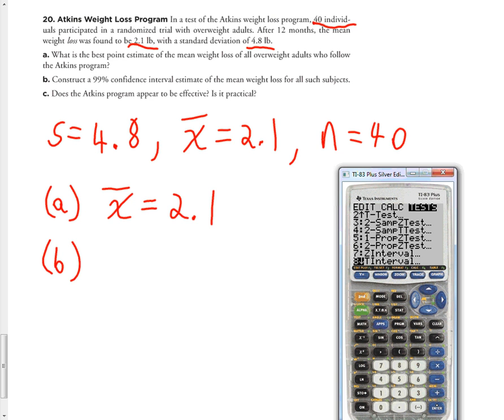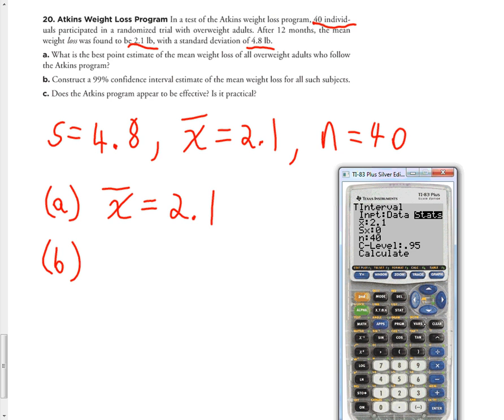When you press enter, it already has Stats highlighted. When we did the z-interval, it asked us for sigma because it assumed that we knew sigma. But in this case, it's asking us for Sx, the sample standard deviation. And if you don't clear it out, it still has the information from the last time you did an interval. So let's go to x bar. X bar in our case is 2.1, so we plug in 2.1.